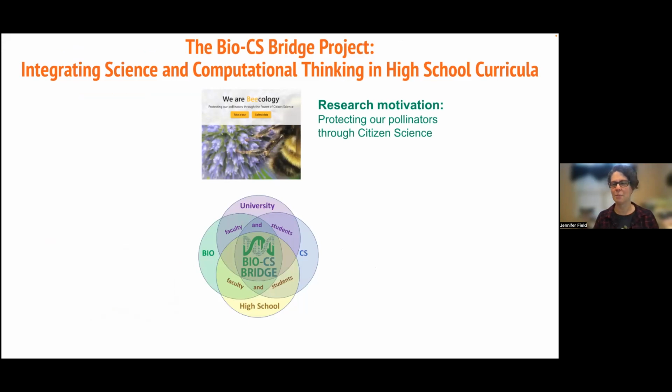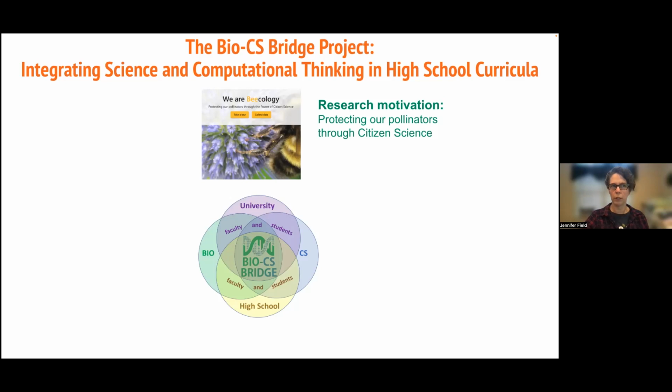The BioCS Bridge project is a project that was started at WPI, or Worcester Polytechnic Institute. And the whole idea behind this was to get students to stop thinking in boxes, right? So we have students who go to science class and then students who go to computer science class. And this was more of a method to break free of that itemized list of classes and to get students organized and thinking about how computer science can help us do science. So we're integrating science and this computational thinking in the curriculum for high schools, and now we're moving it to middle schools as well.